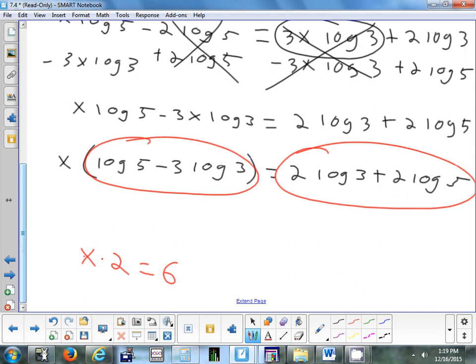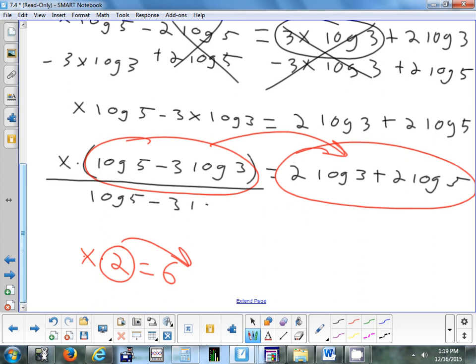The last step is just to get this number on the other side. So how would I get this number on the other side? Yeah, divide by that number. If you want to move a number that's next to a letter, you divide by it. And that's our last step. So that's all gone. And we get log 5 minus 3 log 3.